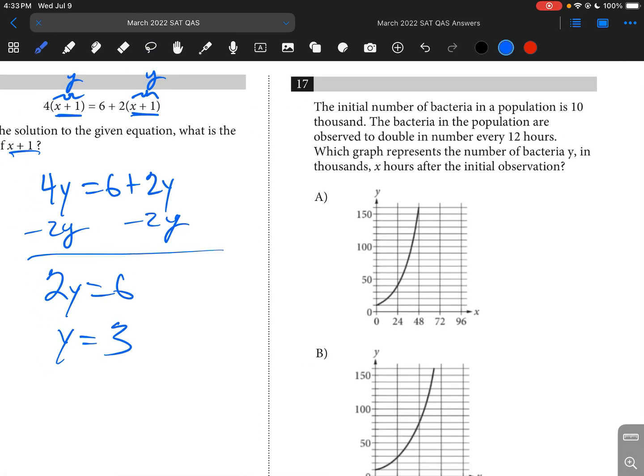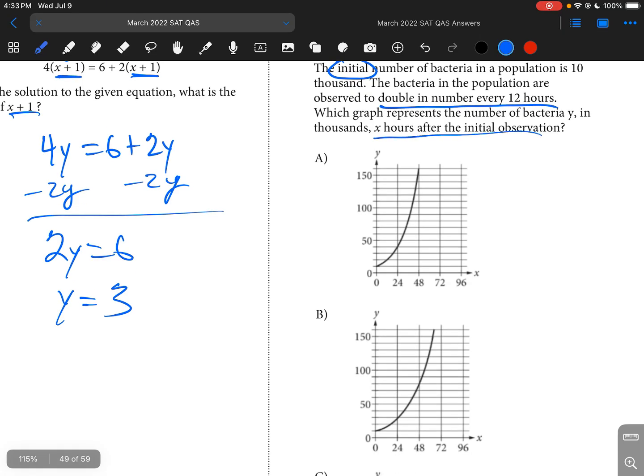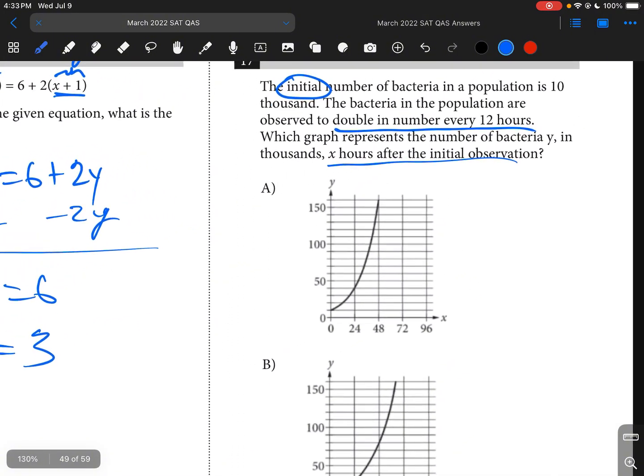17. The initial number of bacteria in the population is 10,000. So since it's the initial, we're probably going to do some type of exponential growth. The bacteria in the population doubles every 12 hours. Which graph represents the bacteria x hours? Okay, so this one's a little interesting.